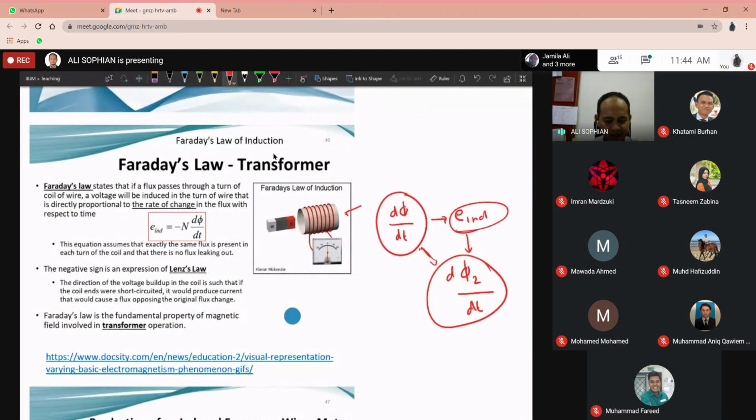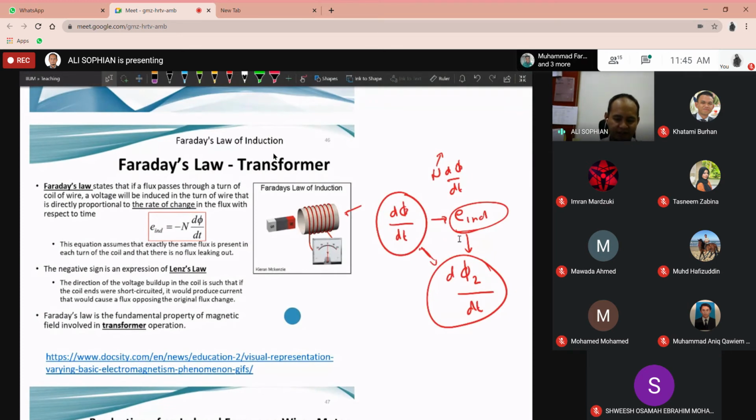However, for us, the main thing is the magnitude, which is N d flux by dt. N is again, what is it? It's the number of turns in the coil. Yes, correct. And then d flux by dt is the rate of change of flux.